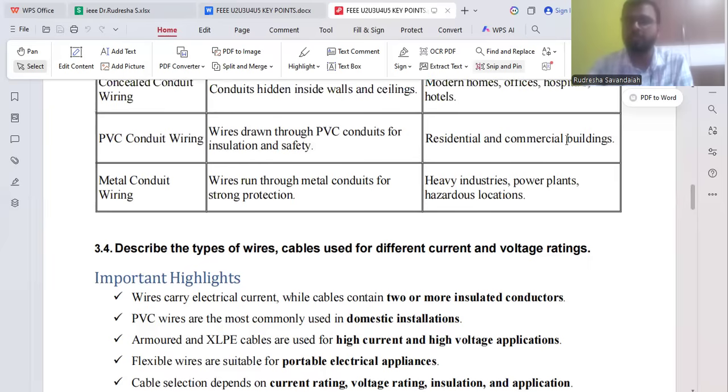All the best, everyone. Start preparation. This is for the DCET exam also, and for the fundamentals of electrical and electronics engineering subject also. All diploma students, please study these things.